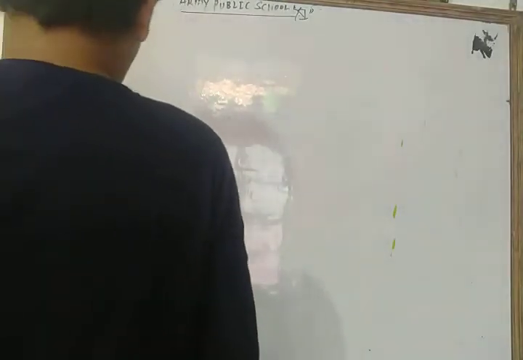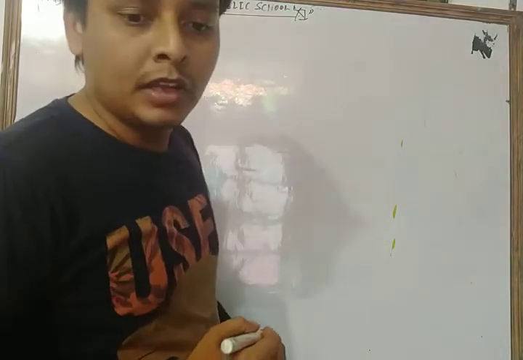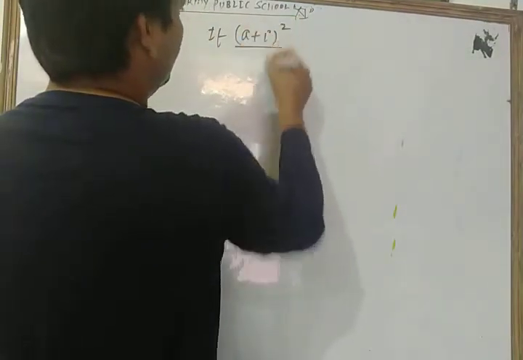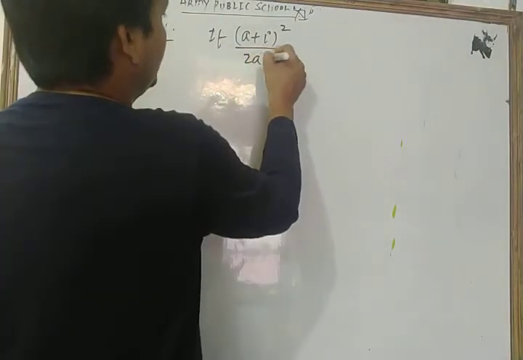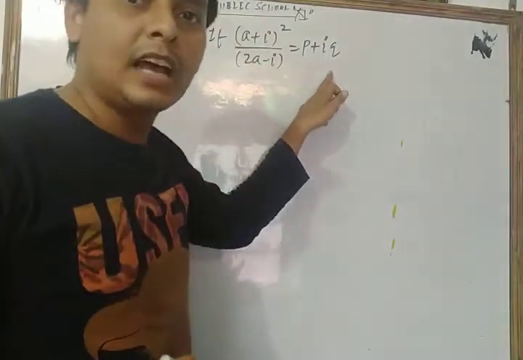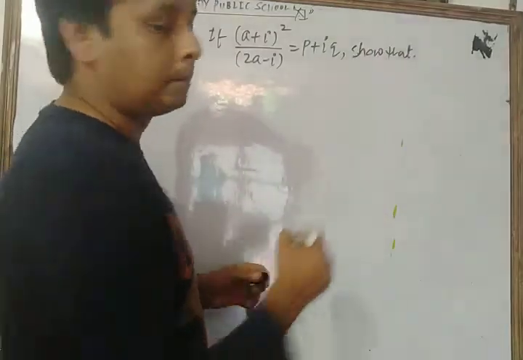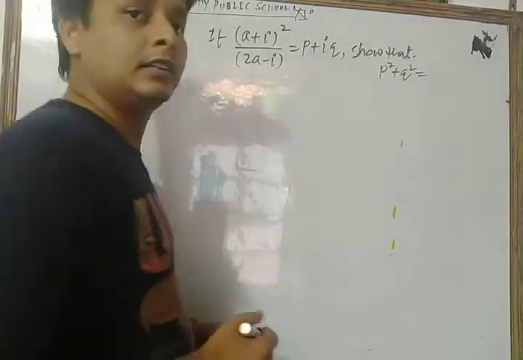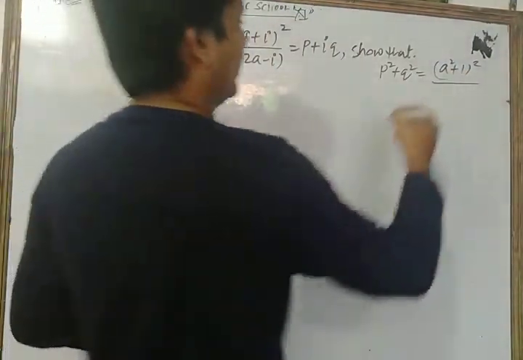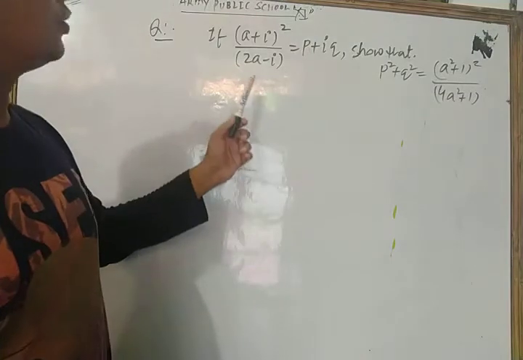Now we take the question from your NCERT exercise: if (a + i)² / (2a − i) = p + iq, show that p² + q² = (a² + 1)² / (4a² + 1). This is our question, students.